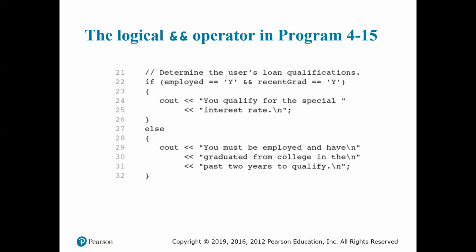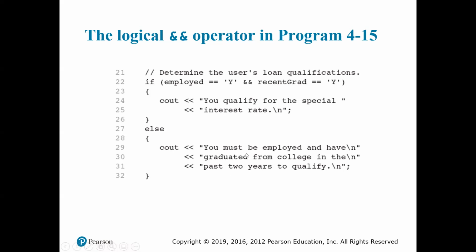Okay, so instead of doing nested ifs, you saw a program where we had an if, and then an if inside the if to do this exact same code. We had the employed check, and then the recent grad inside of that as a nested if. But instead of doing a nested if, you could do it with an and. You can say if you're employed and you're a recent grad, because the Y stands for yes. So if those two things are equal to yes, then they're true, and you qualify for the special interest rate.